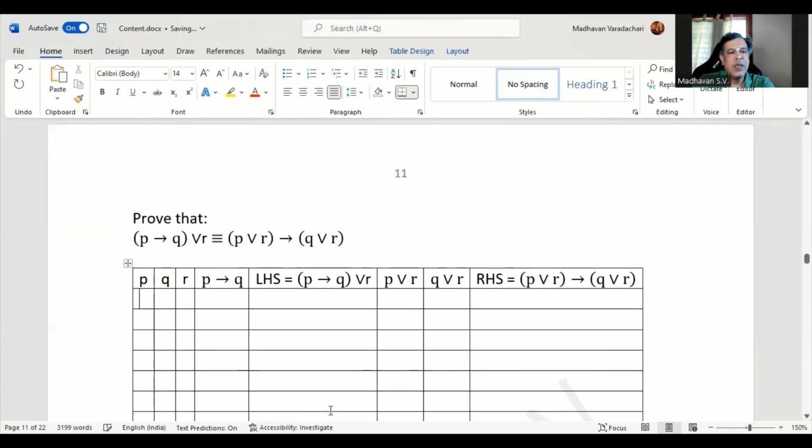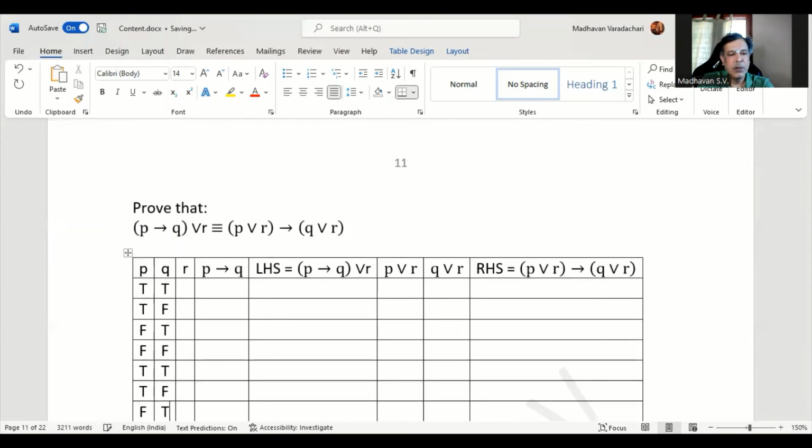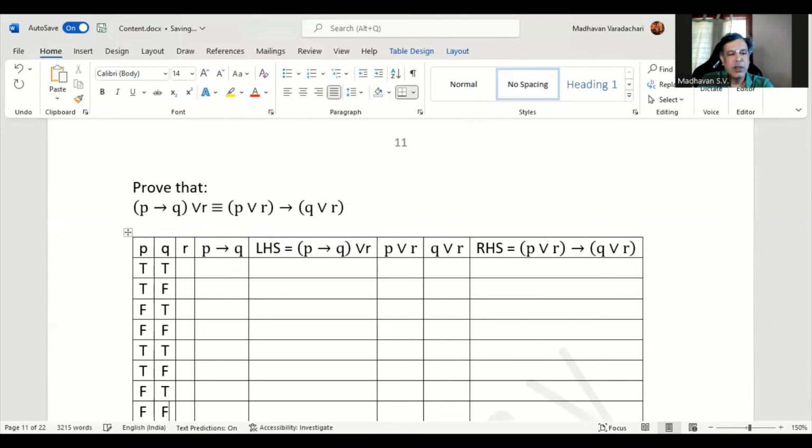Prove that P implies Q or R is logically equivalent to P or R implies Q or R. So first let us write down all the combinations for P and Q. Both can be true. First one can be true, second one can be false. First one can be false, second one can be true. Both can be false. Then let us repeat the same thing in the next 4 rows. True, false, false, true, both are false.